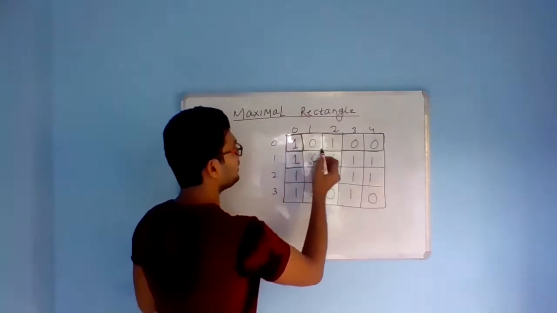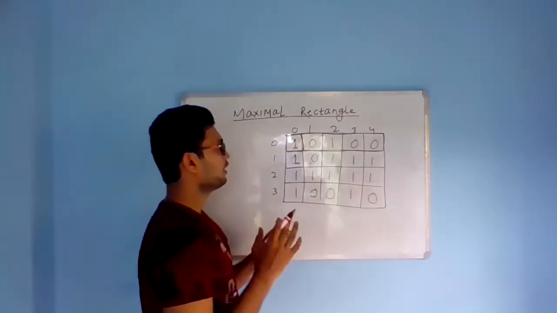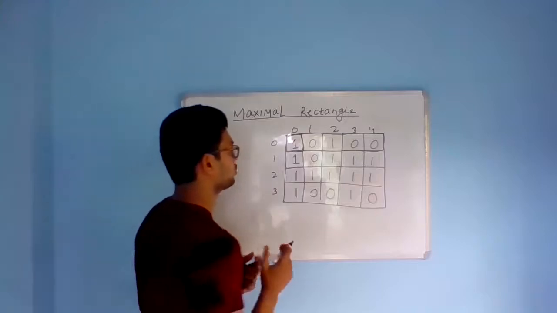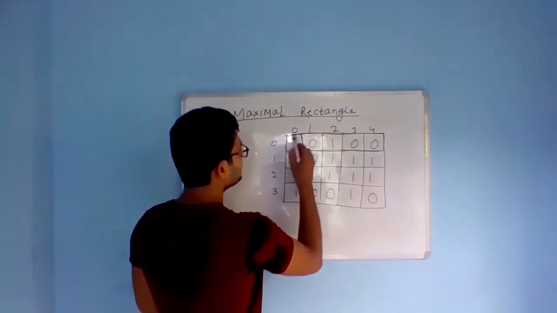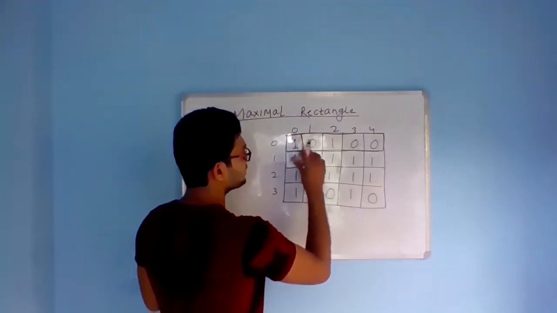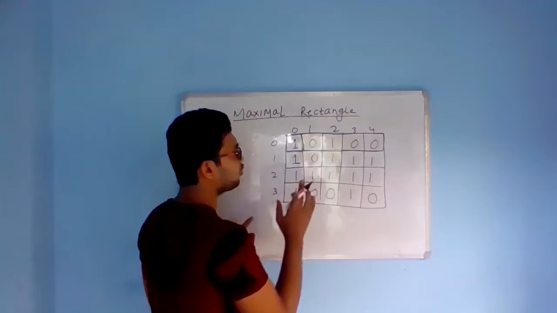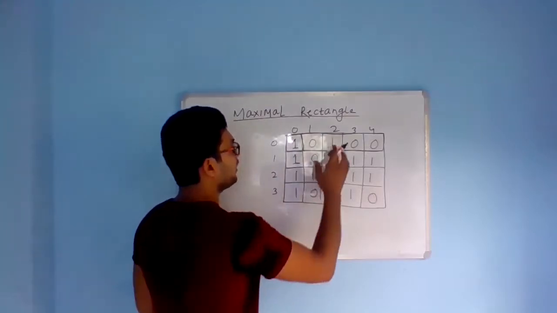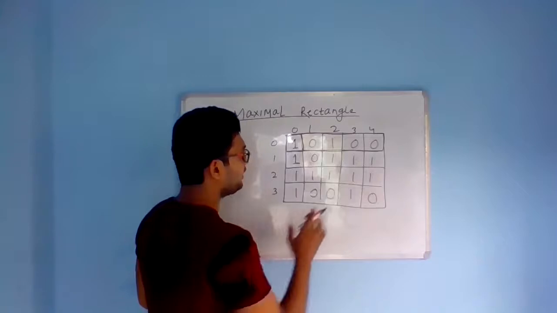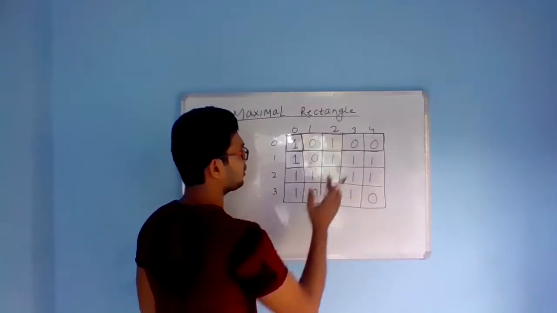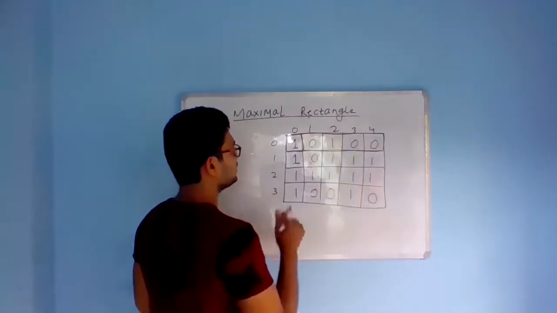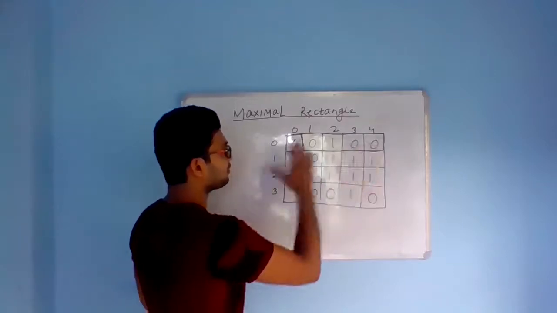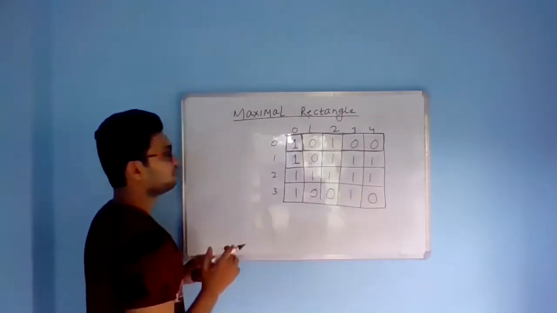Where each and every number denotes the height of the histogram, the height of each bar in that particular histogram. So as you can see, this is one bar, okay? Its height is 0, so obviously it will not count in the area part because its area will be 0. And this bar is of height 1, this is 0 and this is 0, right? So what will be the largest area that I can find from this particular histogram?